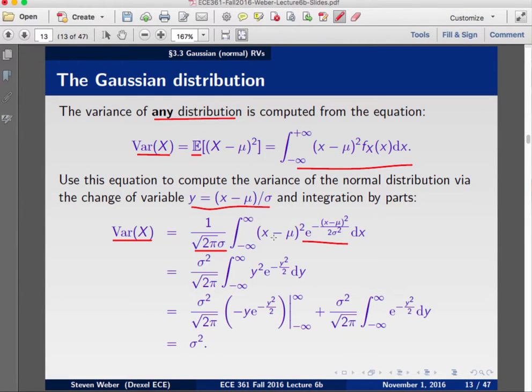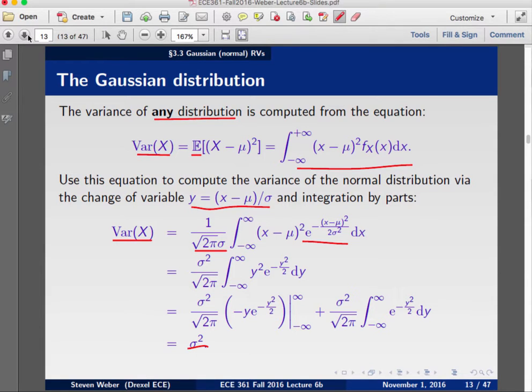So I have here the quantity x minus mu squared. I put in y squared, and I compute dx and dy. You see that the sigma will fall out. I won't go over all the details. And now I'm left with this integral here. You again have to use integration by parts, and I won't go over the details of that, but if you work it all out, you'll be left with the variance of x equal to sigma squared.